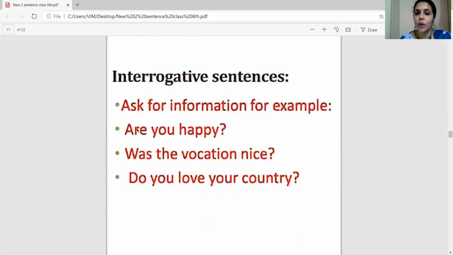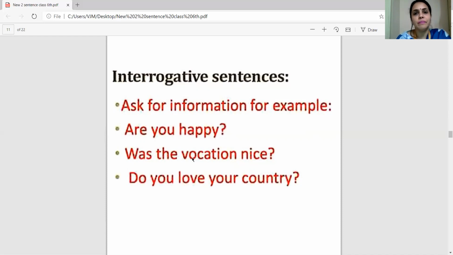Few more examples quickly to reinforce the concept. Are you happy? The answer will be yes or no. Yes, I am happy. No, I am not happy. Was the vacation nice? The answer again would be yes or no. Do you love your country? Yes, I do love my country. Clear? In this manner, we can answer these questions as yes or no.